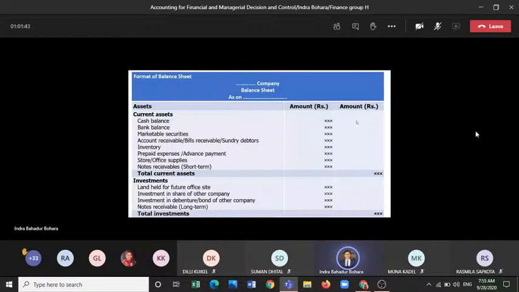So when all these cash, bank balance, they are calculated in the notes. Note मा लर क्याल्कुलेट गरिन्छ.